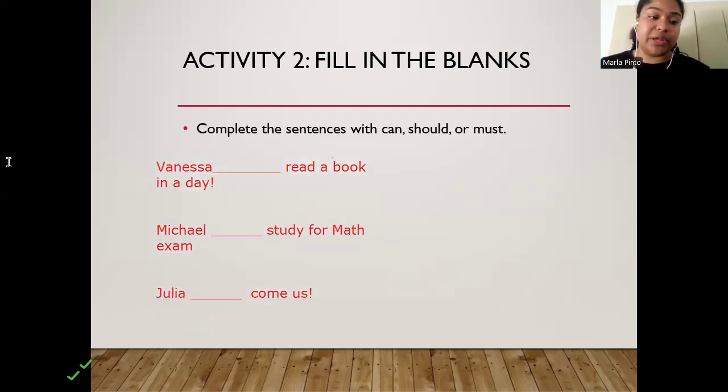Pay attention here, everybody, because in this way you are going to realize how to do it. All right? For example, here we got Vanessa, should, or what do you think? Can, must, what would it be? In this context it is can, because this is something amazing that Vanessa can do. Vanessa can read a book in a day. Wow, it's an ability, people.